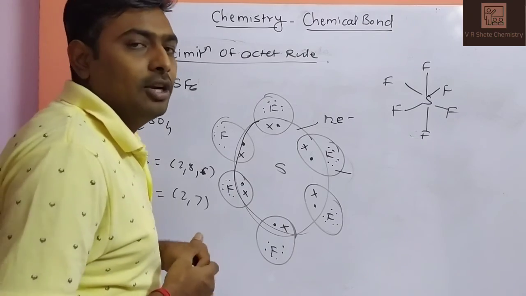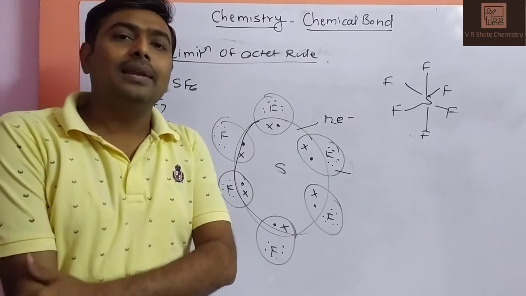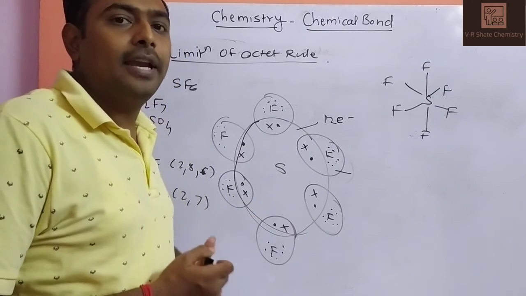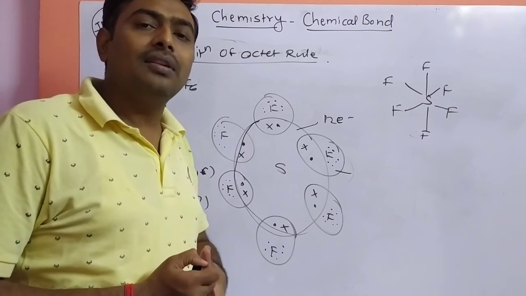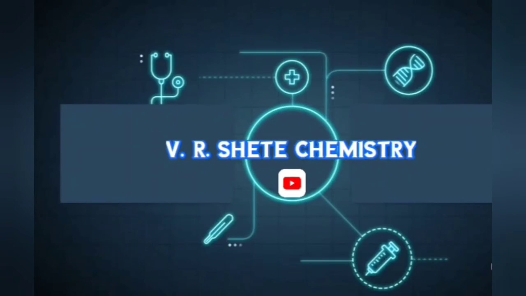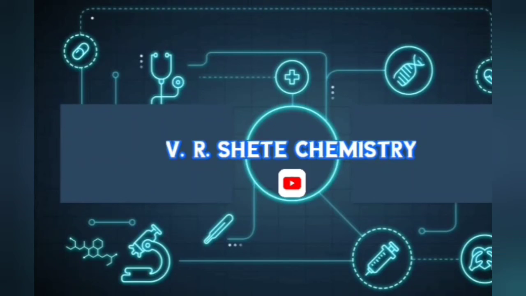So incomplete octet state means that the central atom is unable to show octet, having fewer electrons than 8, and expanded octet means more than 8 electrons in their valence shell.